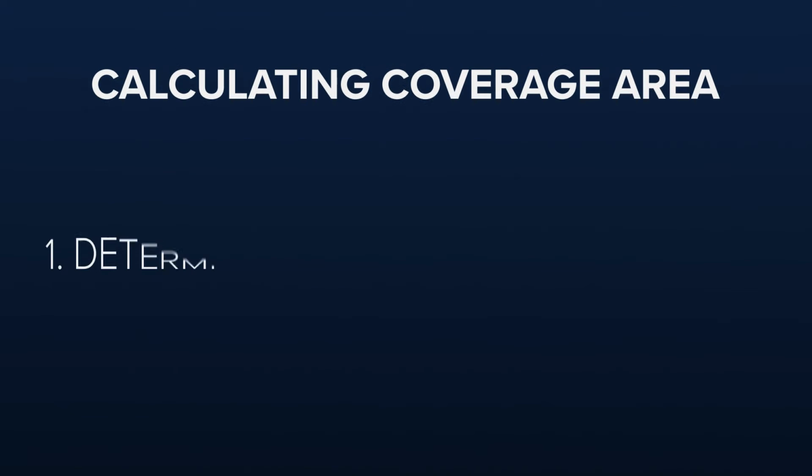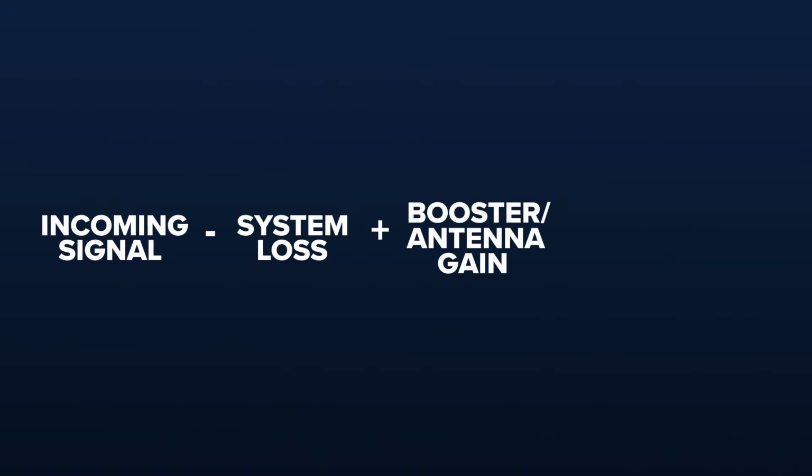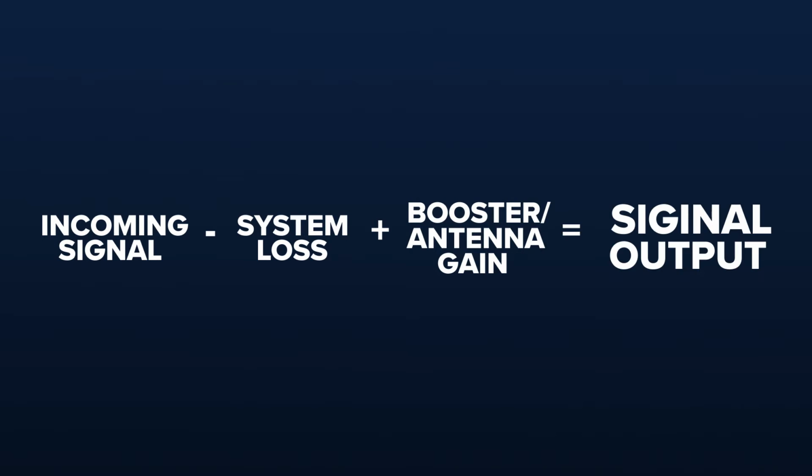The first thing you need to do to calculate coverage area is determine your output signal level. You can think of this as a simple math equation. Your incoming signal strength minus all system loss plus the booster and antenna gains equals your signal output.